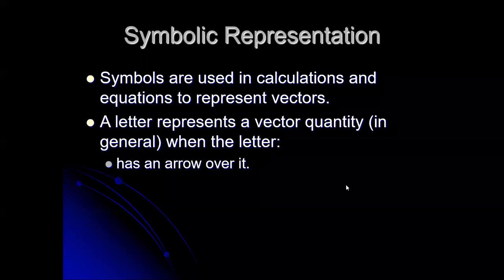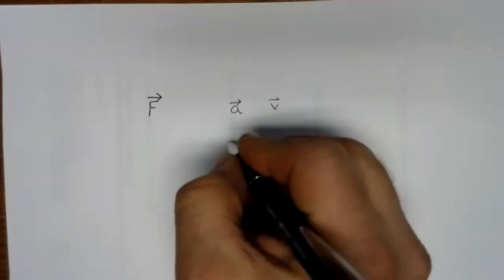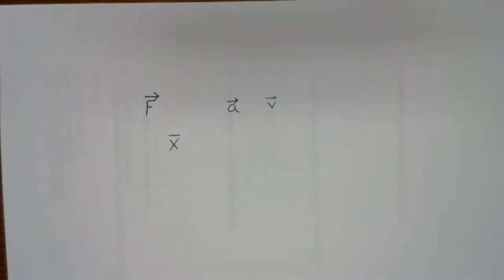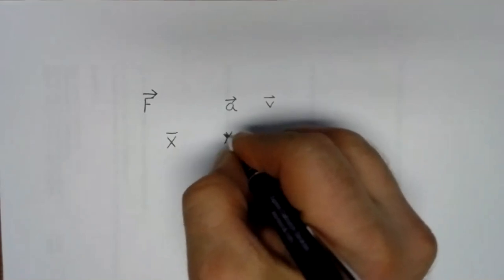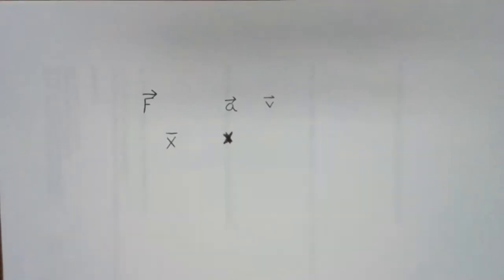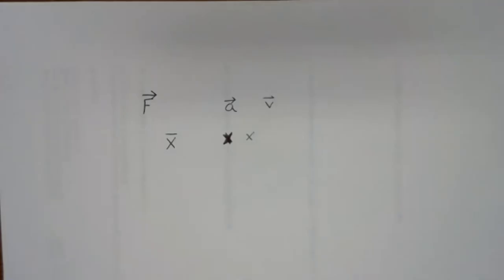Then you might also see it as having a bar over it. So getting rid of the little barb on the arrow, just putting a bar over it will signify that it's a vector, or it's written in bold. So for example here, X with a bar over it represents a vector. Or, a little hard to do with a pen, but if it's written in boldface, that's a vector versus a scalar.